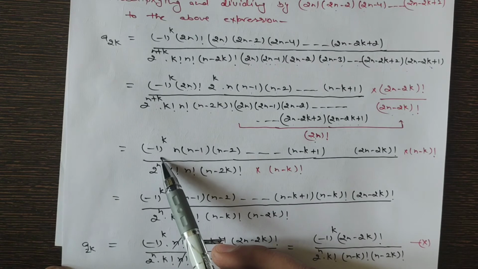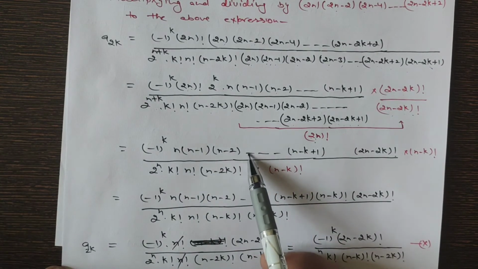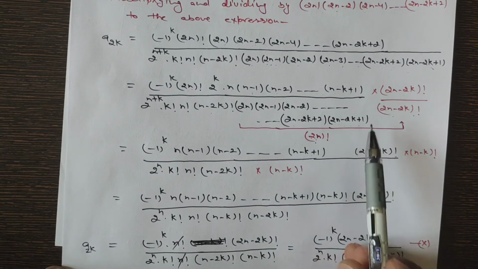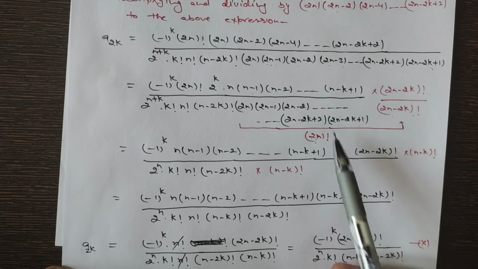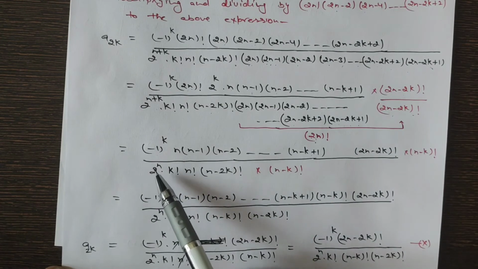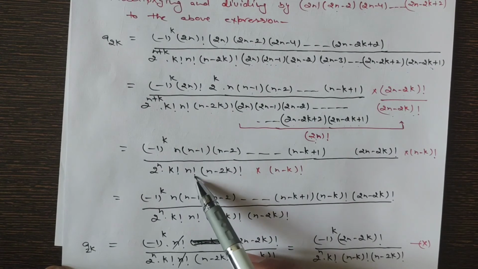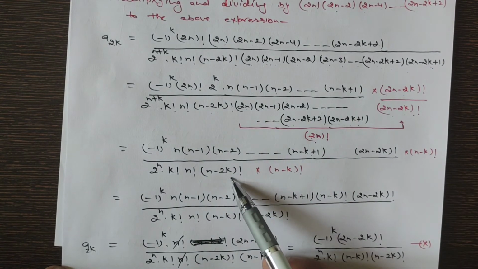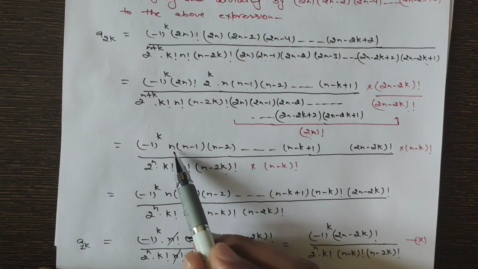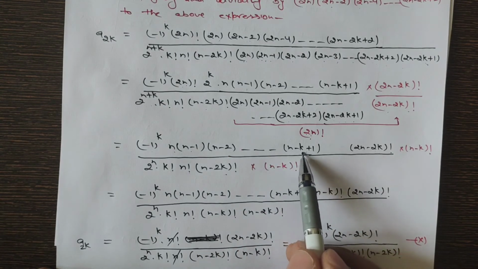So in the numerator we will only have minus 1 raised to power k, n into n minus 1, n minus 2, n minus 3 up to n minus k plus 1, and we had multiplied here by 2n minus 2k factorial, so that term 2n minus 2k factorial. In the denominator we have 2 raised to power n, because 2 raised to power k is cancelled, k factorial, n factorial, and n minus 2k factorial. Clear? So in the next step, look at this term, n into n minus 1, n minus 2, n minus 3 up to what? Up to n minus k plus 1.